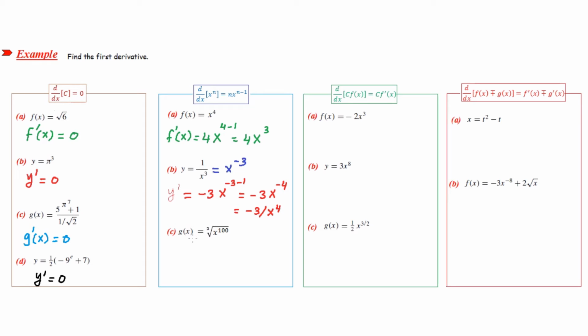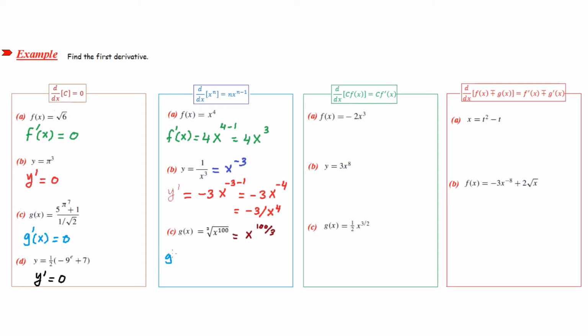For part C, we have the cube root of x to the power 100. Firstly, you have to rewrite it in exponential form. So we can write it as x to the power 100 over 3. Then you can use the rule of x to the power n to find the derivative of this function.